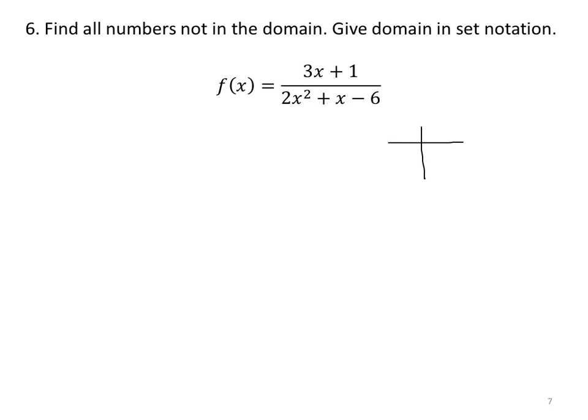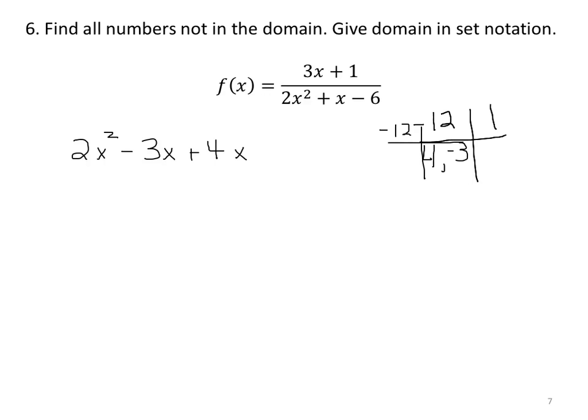We draw a chart, multiply 2 by -6 and get -12, and we have 1 for our middle term's coefficient. We need two numbers to multiply to -12 and add to 1, and those are going to be 4 and -3. Then we rewrite our trinomial with the negative number first, so that we can group.